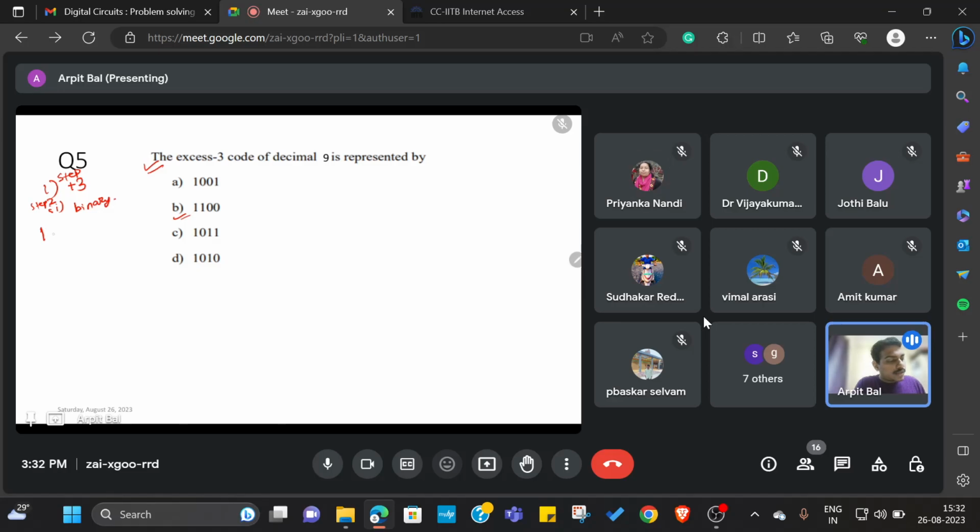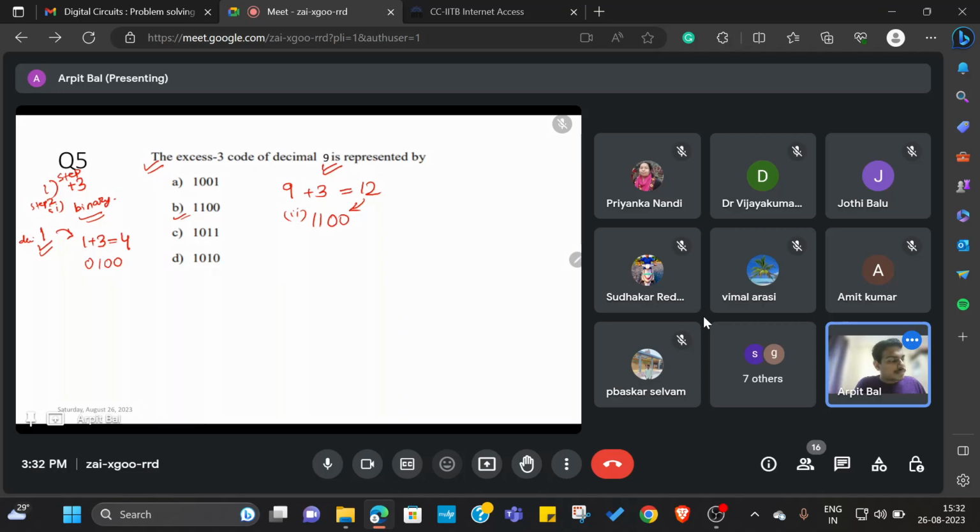The first thing that we need to do is, let's say I have a decimal number given as 1. Using the first step, 1 plus 3 is equal to 4. Then you convert this into binary. 4 is 0, 1, 0, 0. Similarly, for this particular question, the decimal number given is 9. 9 plus 3 is 12. Now step 2 is convert this 12 into binary, that is 1, 1, 0, 0.